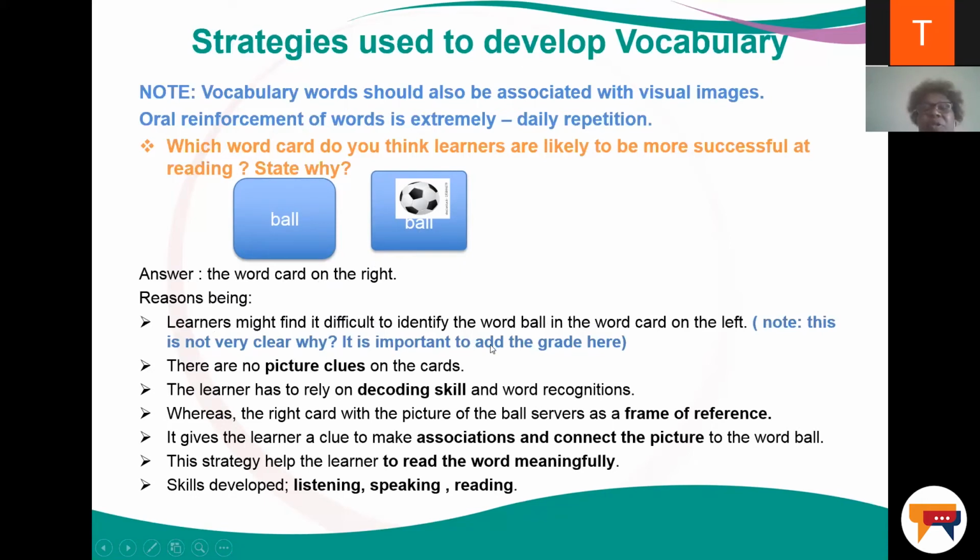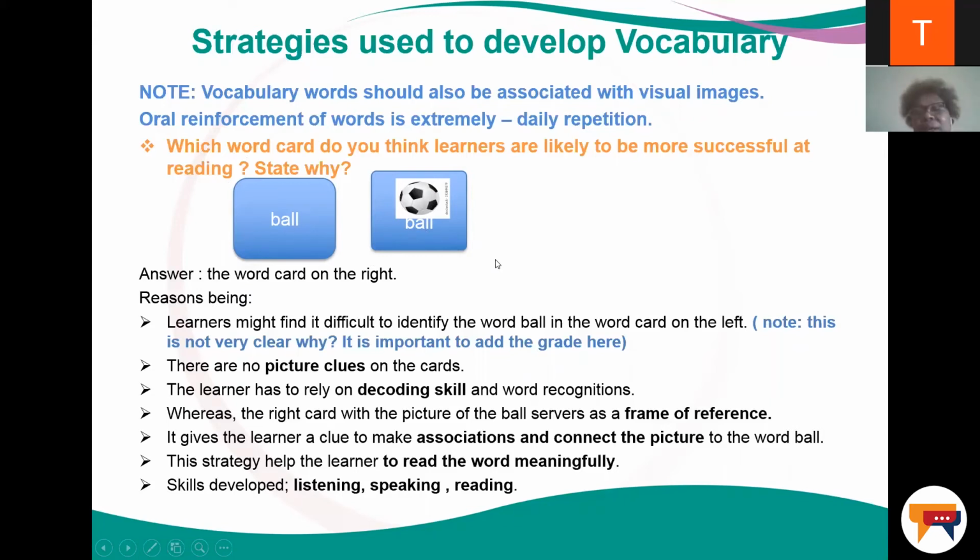It is important to add the grade. For instance, in grade R, they might not be able to, but in grade 3, they might be able to. Hence we say grades are very important. But if it's in grade 3 and you have a learner who's still struggling, you can't say read the word if he can't read the word.